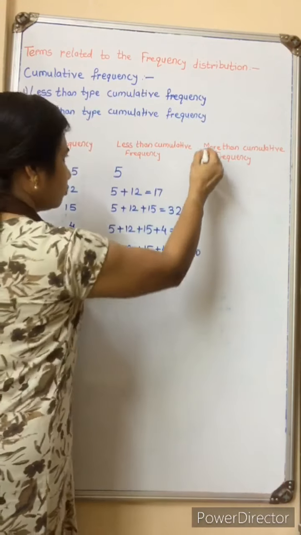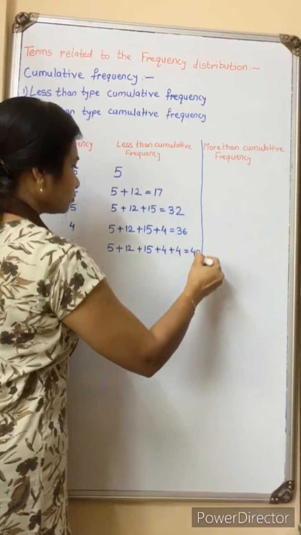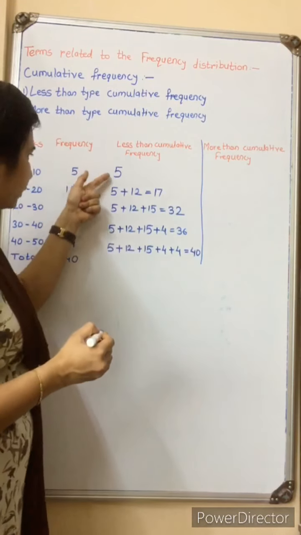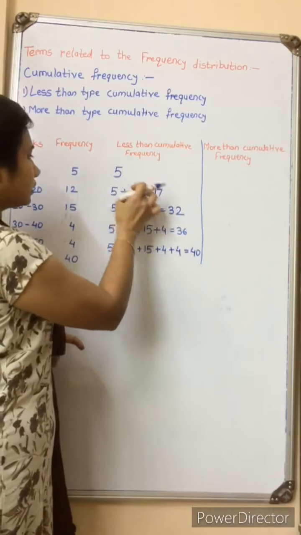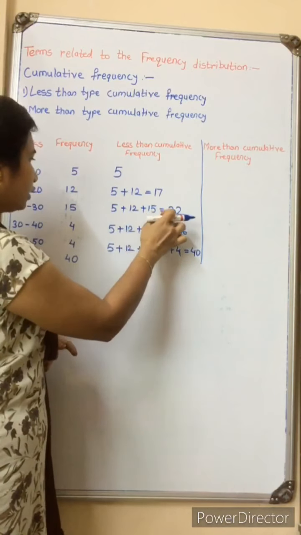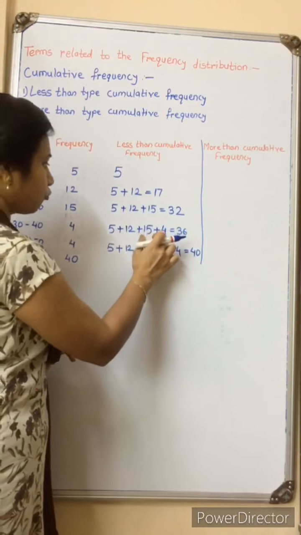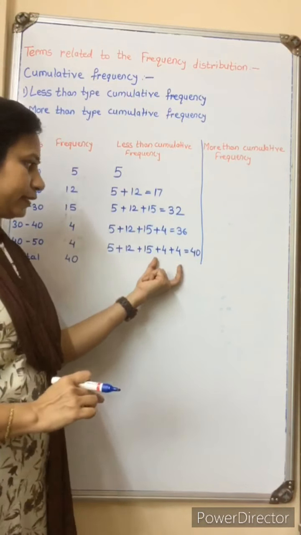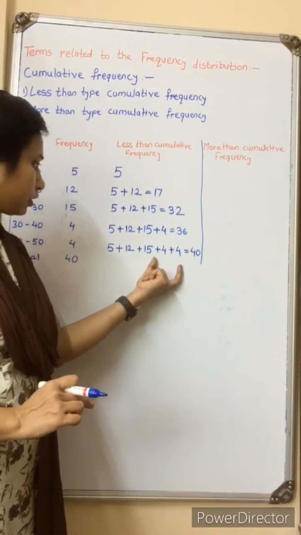Now every time you need not calculate one by one. For the next number, you can take 17 plus 15, 32, then 32 plus 4, 36, then 36 plus 4. You can do that also.